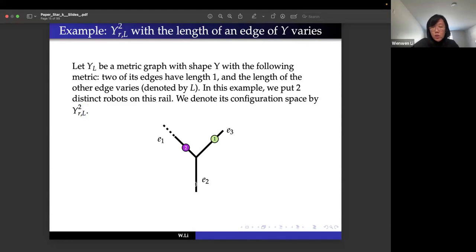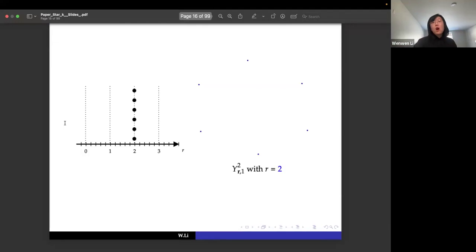However, the length of edge E2 and the length of edge E3 are fixed, and they are all equal to 1. Okay. So now let's choose different values for the length of edge E1 and change the parameter R to see what will happen. Let's choose the length of E1 to be 1. Okay, so when R equals 2, we can draw the configuration space, and this is a space that consists of 6 points. On the left, I'm tracking the path components. Therefore, at R equals 2, I draw 6 dots.